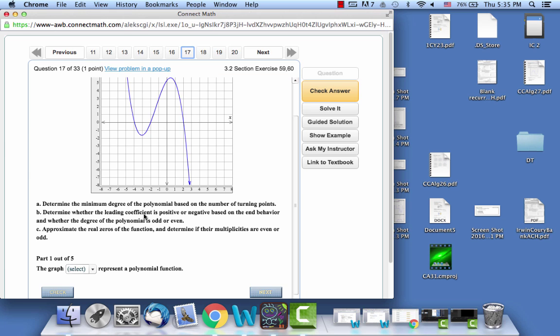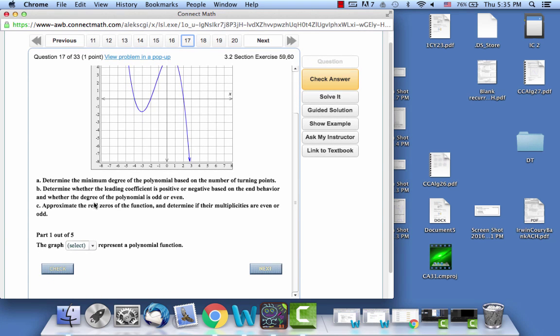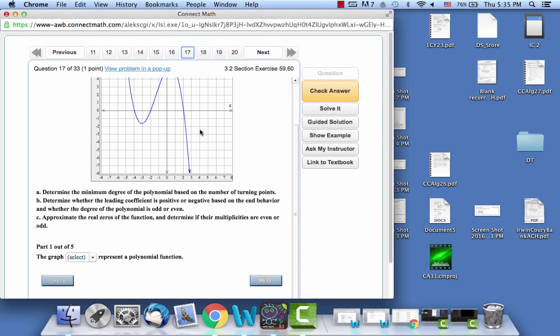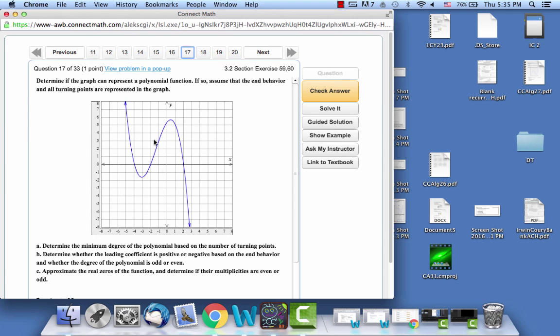The leading coefficient is negative because this overall has a negative slope. It starts up here and then goes down there. The degree of the polynomial is odd because they go off in different directions. If the arrows are pointing in different directions, then it's odd. Not an odd function, an odd degree function. And then we want to guess at what those zeros are, and if their multiplicities are even or odd.